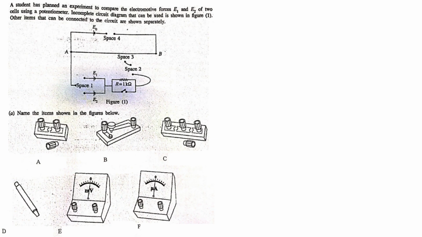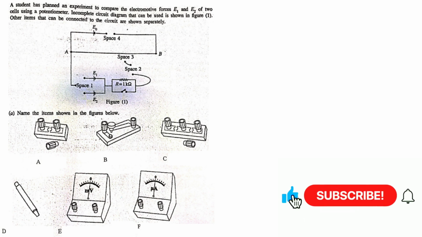A student has planned an experiment to compare the electromotive forces E1 and E2 of two cells using a potentiometer. An incomplete circuit diagram that can be used is shown in figure 1. Other items that can be connected to the circuit are shown separately.